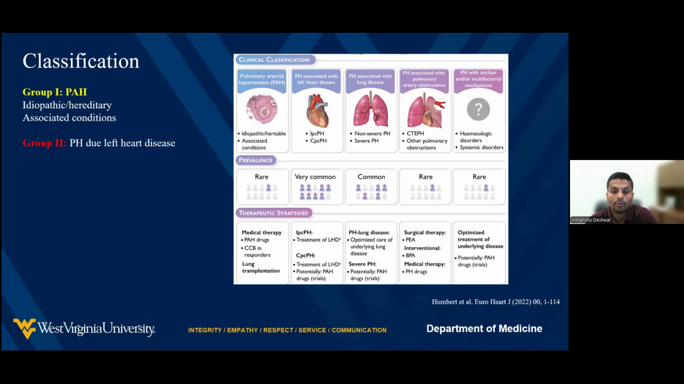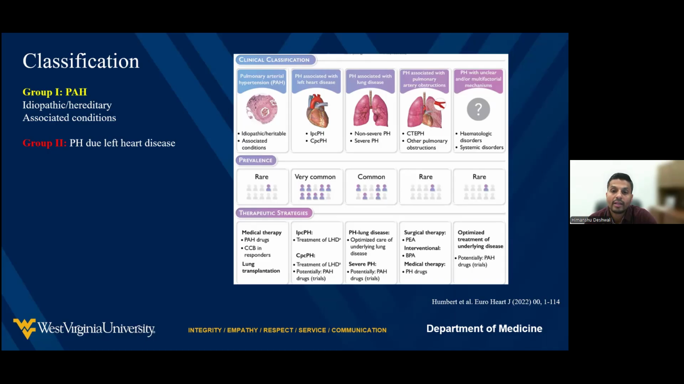Then you have group 4, which is again rare. This is due to somebody who has chronic pulmonary emboli or other pulmonary obstructions from sarcoma, etc. This is the only form of pulmonary hypertension that is curable. This is why we need to evaluate all patients with pulmonary hypertension with a VQ scan to rule out chronic clots, because they can be surgically removed and that can cure pulmonary hypertension in these patients.